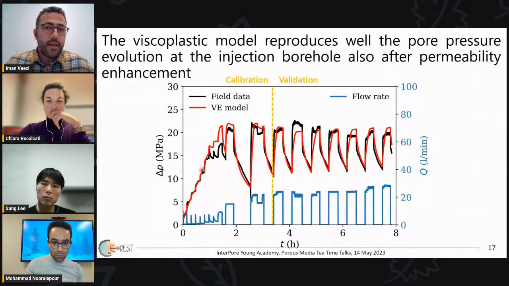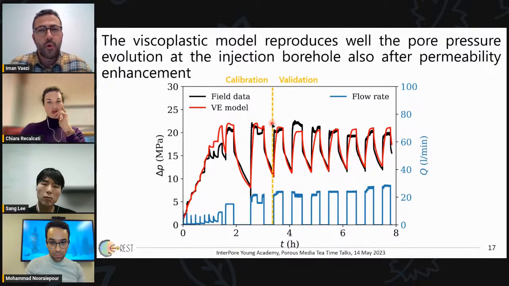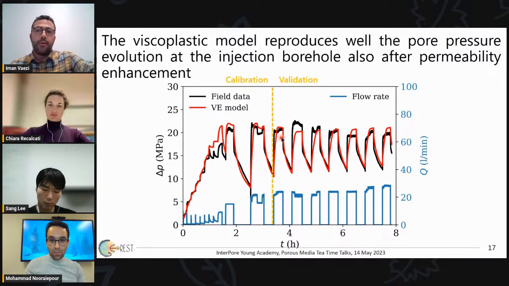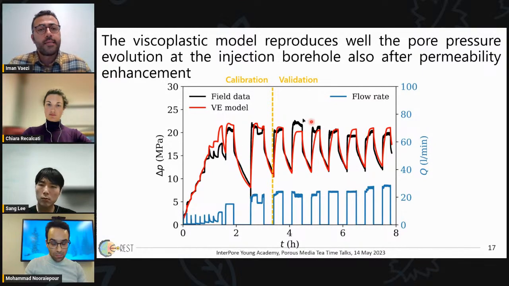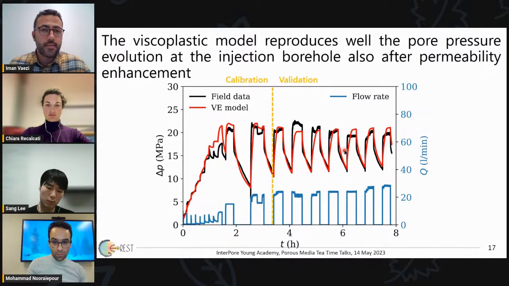The parameters of the viscoplastic model have been manually adjusted to render a good reproduction of the earliest stage of the stimulation up to 3.4 hours. We validate the model by adding more injection cycles. The numerical model reproduced the pore pressure evolution at the injection borehole very well during the validation period from 3.4 hours until 8 hours. So we conclude that the viscoplastic model reproduced the progressive hydraulic stimulation of the fracture, which enhances permeability away from the injection well as the number of injection cycles accumulates.